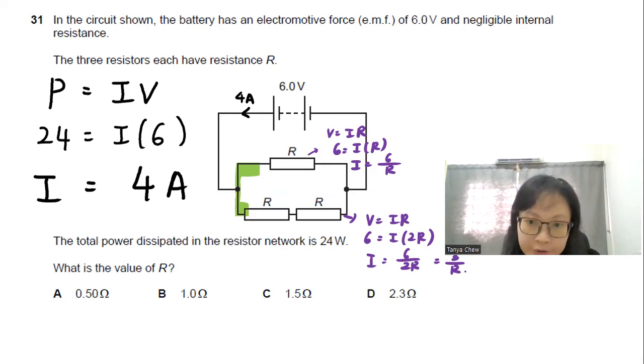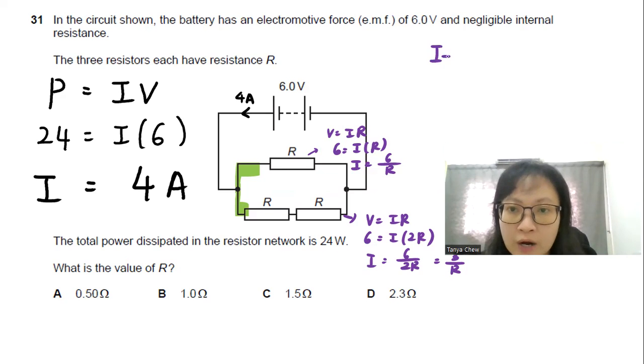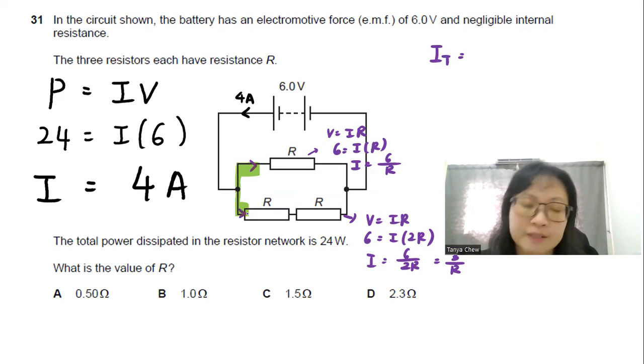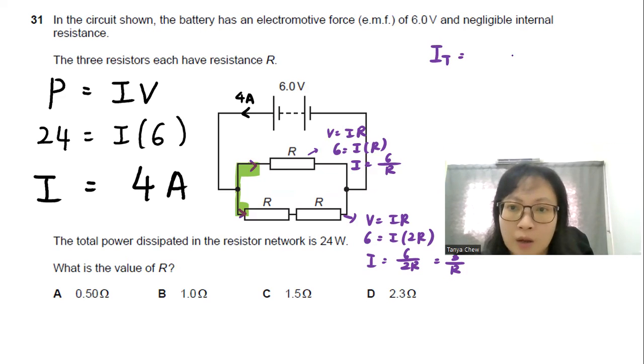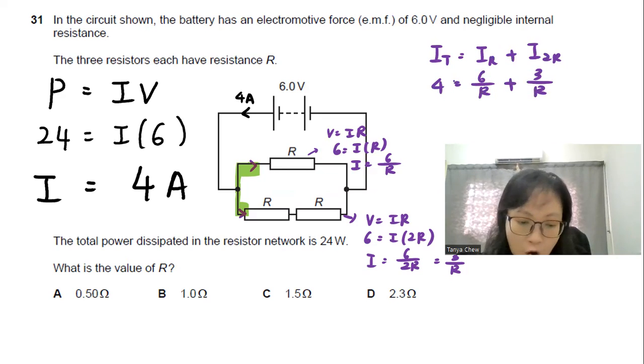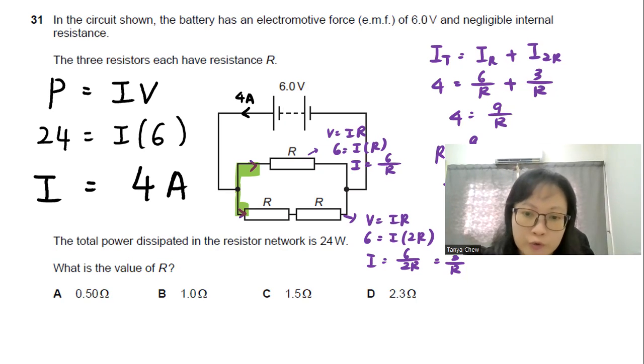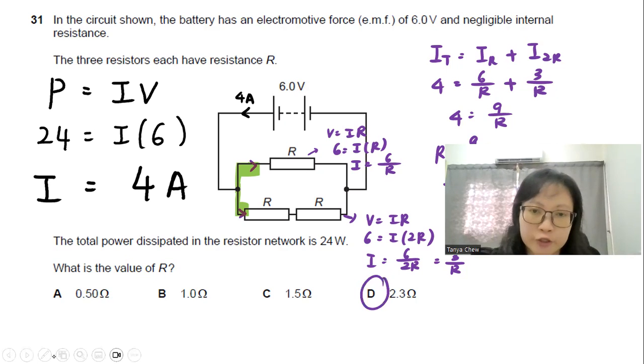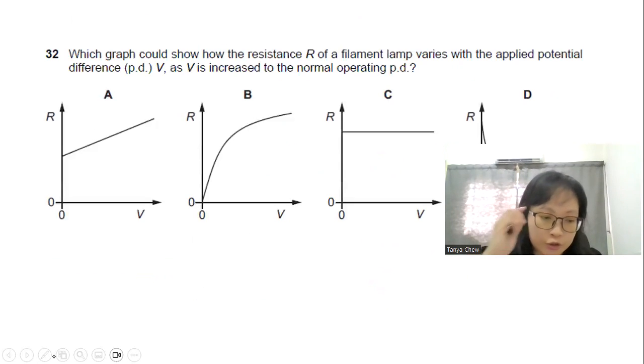Now, since I have the total current, it is very simple. The total current is equal to the current here plus this current here, Kirchhoff's first law. So 4 is equal to 6 over R plus 3 over R. Make R the subject. 4 is equal to 9 over R. R is equal to 9 over 4, which is equal to 2.25 ohm, or you could round it off to 2.3 ohm. D is the answer.